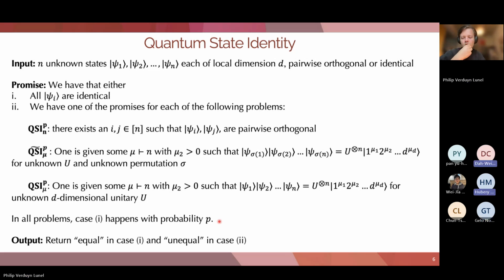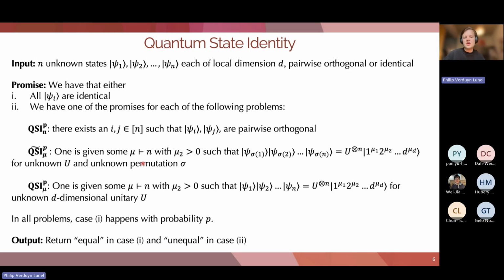So I think the first one is easy to understand, right? The pairwise orthogonal. And what is the difference of the second one? In the first one, there could be just one state orthogonal. If you have n input states, the first one tells you one of these is going to be orthogonal, but we don't know how many. In the second case, you're also going to know how many states are orthogonal. So either all identical, or we know how many are orthogonal to the rest.